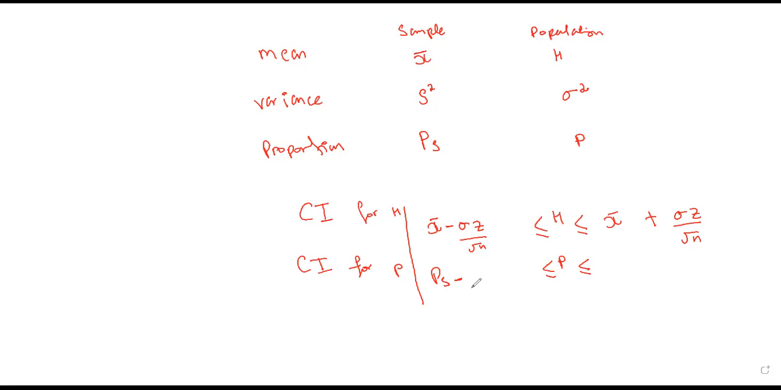PS minus z under root PS, 1 minus PS, divided by n, and we are going to have PS plus z under root PS, 1 minus PS, divided by under root n. Okay, so just know these formulas, and ps is basically x by n.